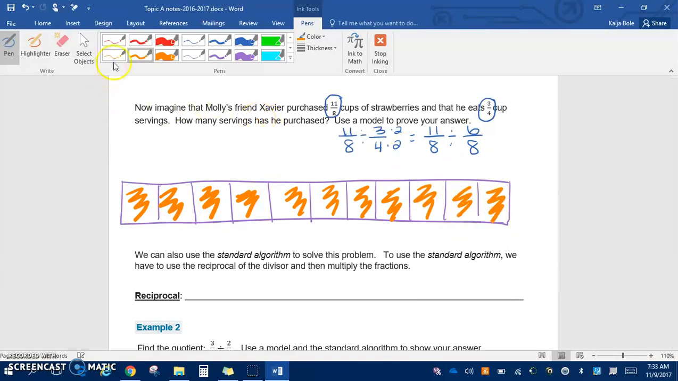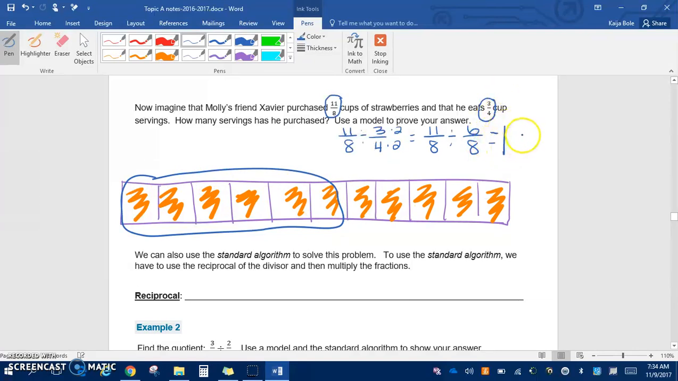Alright, and now we're dividing by 6/8, so we want groups of 6. So here's 1, 2, 3, 4, 5, here's 6. And if we count, we have 1, 2, 3, 4, 5 left over. So we only got 1 full group. And then we had 5 left over, and we were grouping in 6, so our answer would be 1 5/6 servings. Okay, so again, this is what we've been doing. But now this next part says we can also use the standard algorithm to solve this problem.